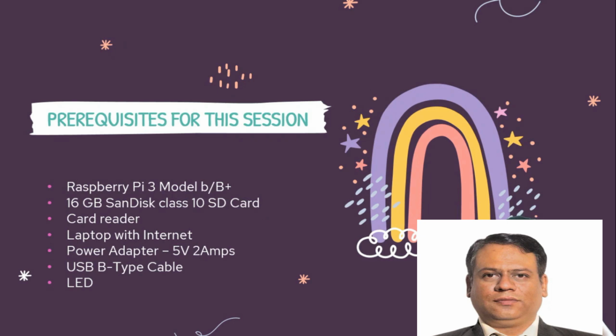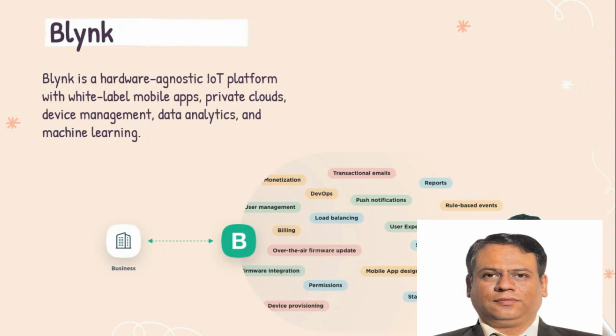So first of all, the prerequisite for this session. Same as the previous session, we need an additional LED and a 330 ohm resistor. While talking about the Blink application, Blink is a hardware agnostic IoT platform.